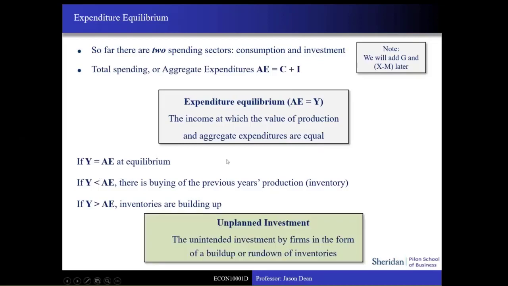So there's this term called unplanned investment. This refers to the unintended investment by firms in the form of a buildup or rundown of inventories. If we produce less than what people wanted, then we're going to deplete our inventories, and we're saying that's a negative unplanned investment. If we produce more than what people want and inventories are building up, that's a positive unplanned investment.